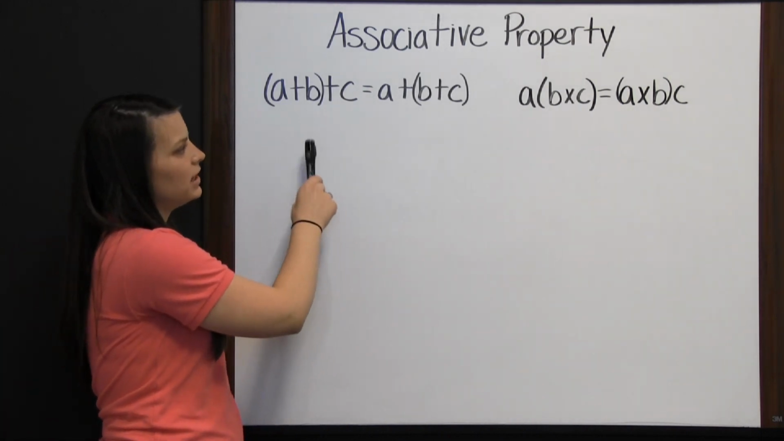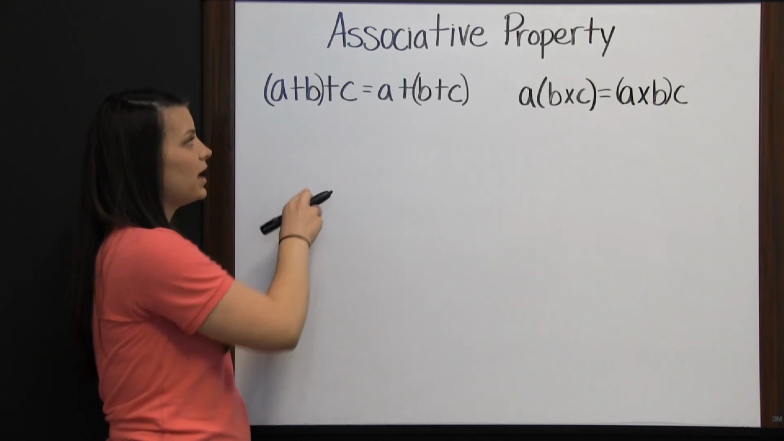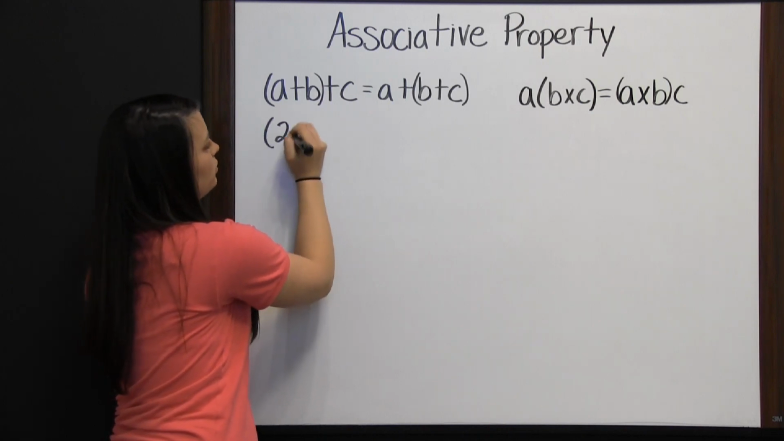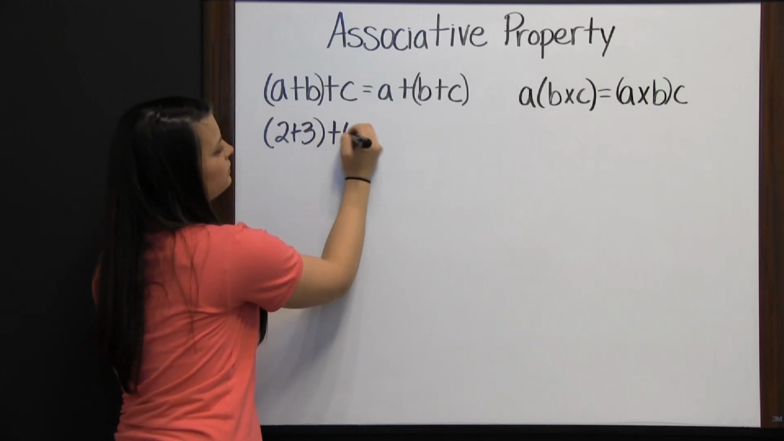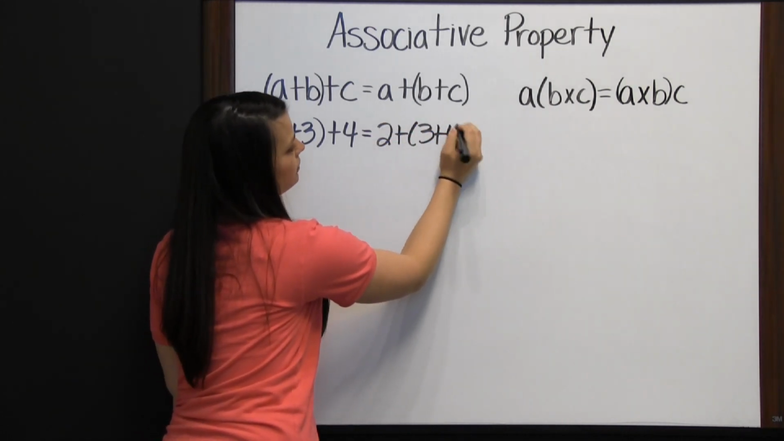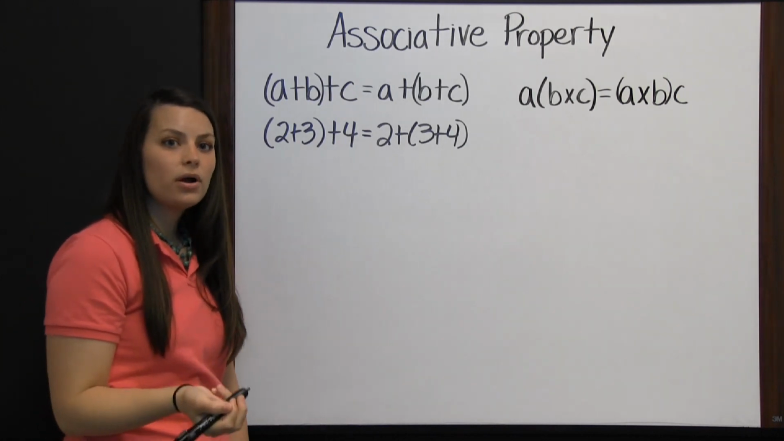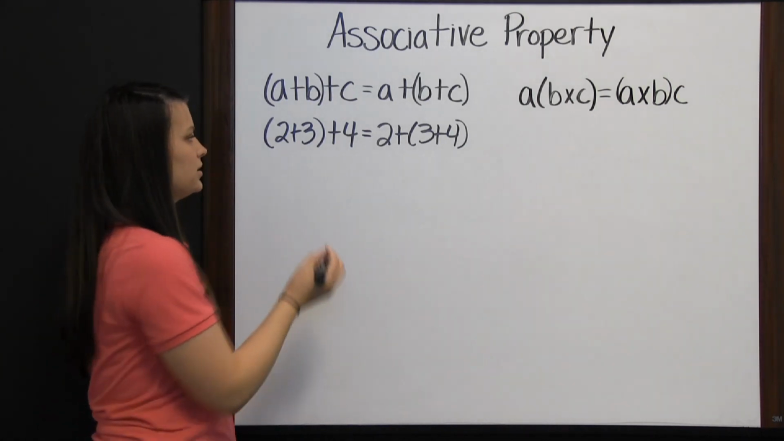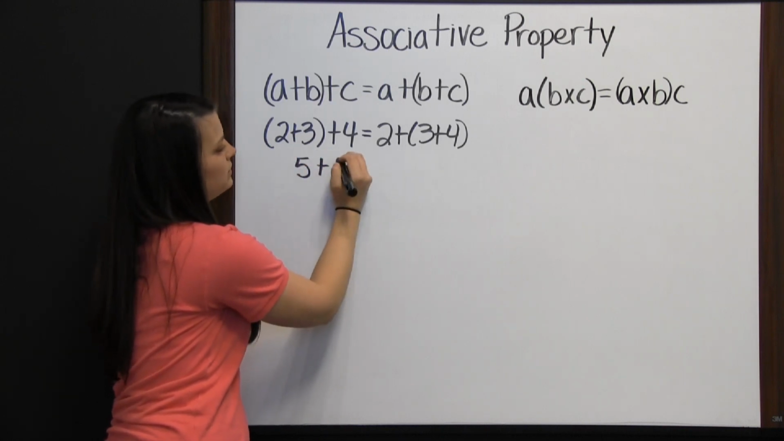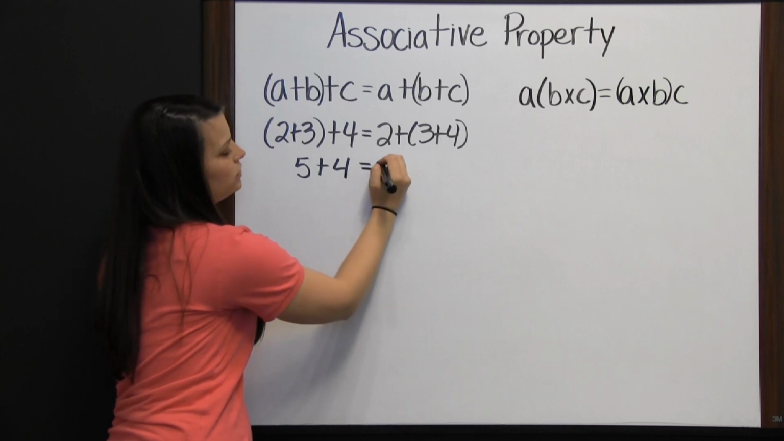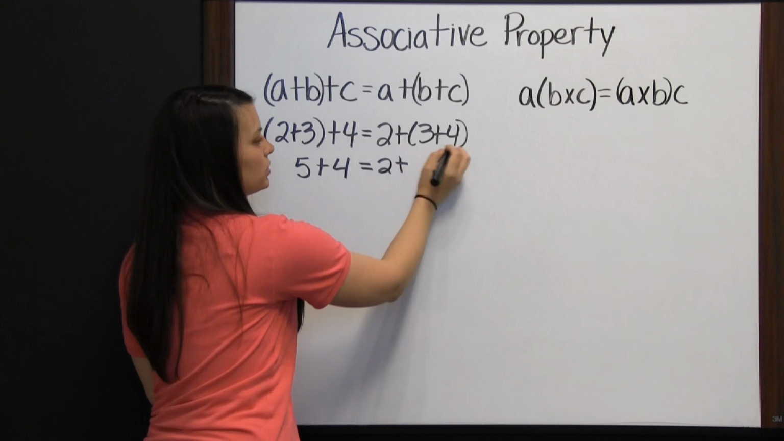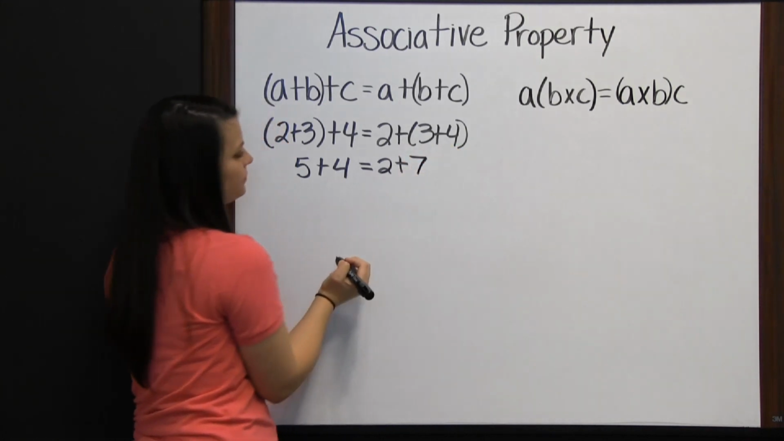(A plus B) plus C is equal to A plus (B plus C). So again, we're going to do what's in the parentheses first. Let's try this with (2 plus 3) plus 4 equals 2 plus (3 plus 4). So again, we're going to follow our order of operations, or PEMDAS. We're going to start by adding 2 plus 3, 5 plus 4 is equal to 2 plus, and again, following order of operations, 3 plus 4, which is 7.